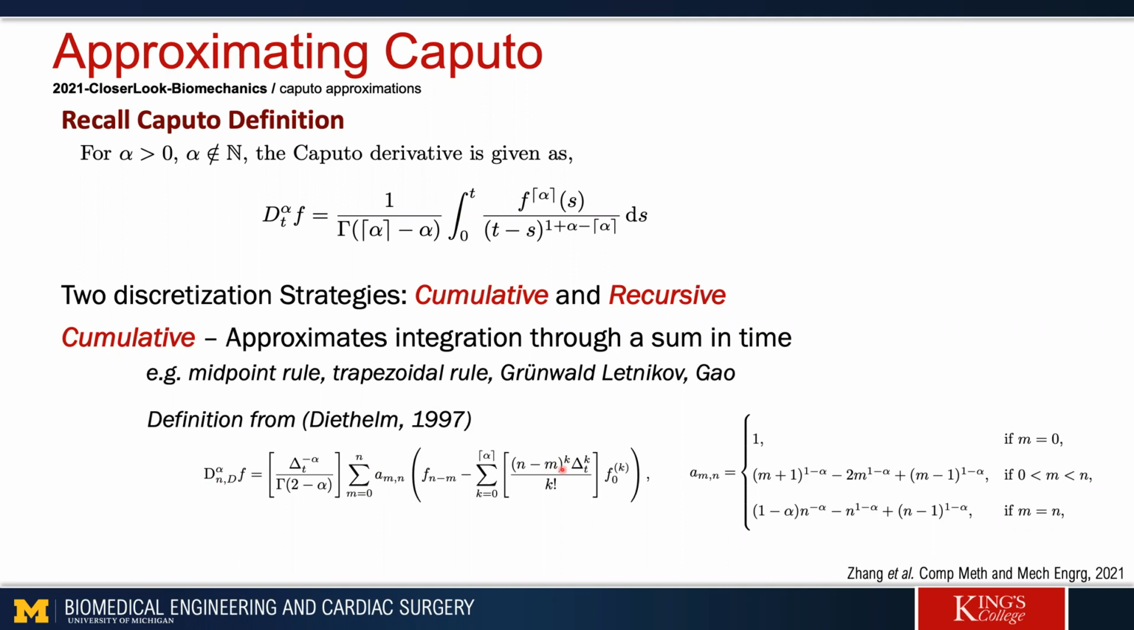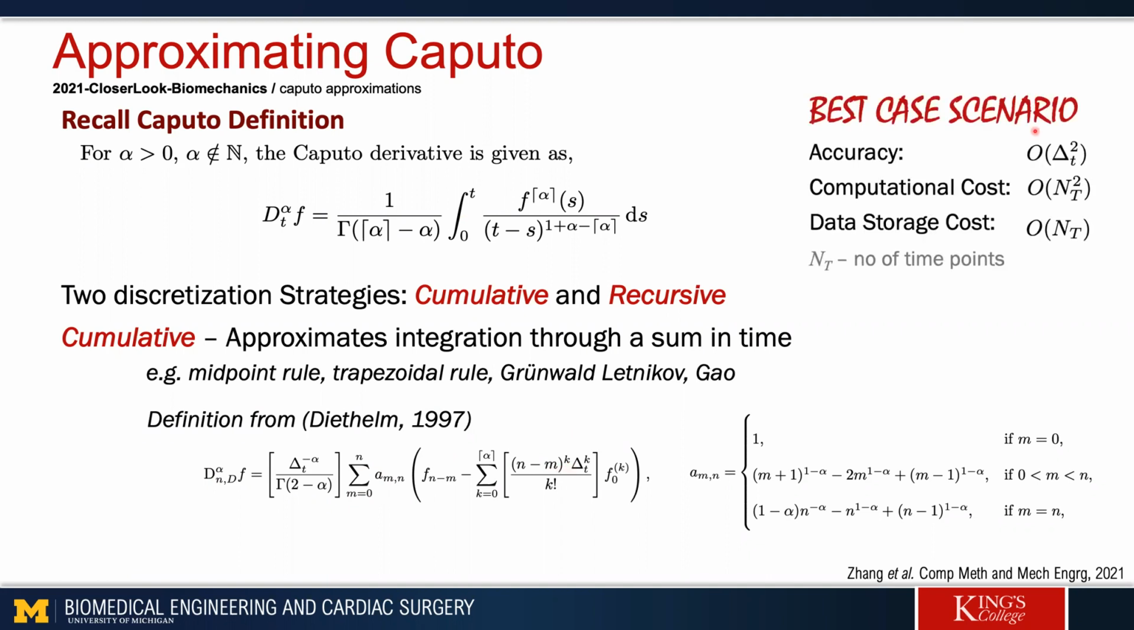If you think about what that means from a computational perspective, you might be able to get good accuracy, but you're going to have a computational cost that grows like the number of time steps squared. And you're also going to have a data cost that grows like the number of time steps. Both of these things are really non-starters if you're thinking of doing complex biomechanical simulations in the heart.